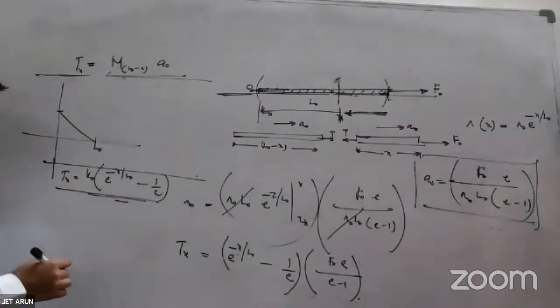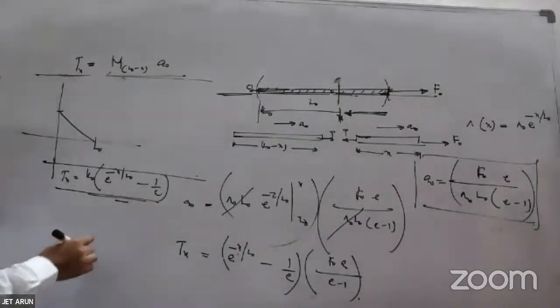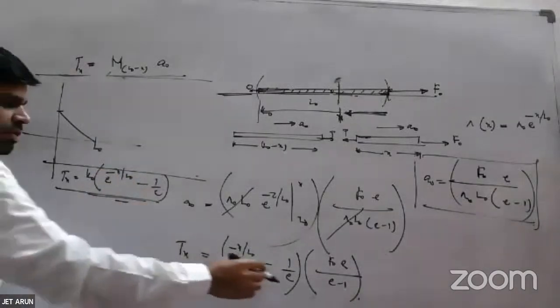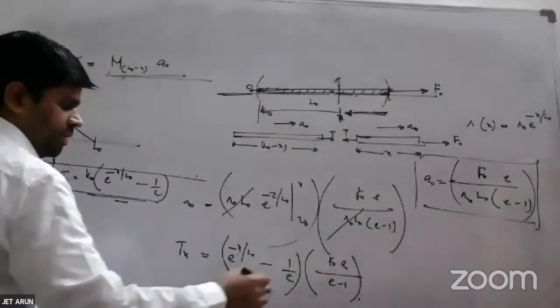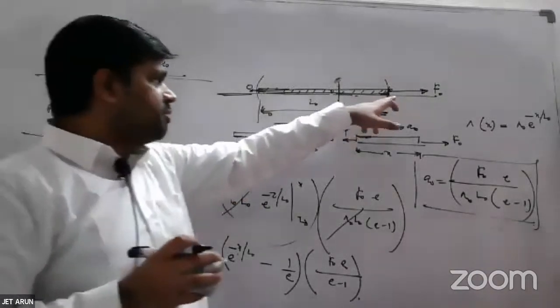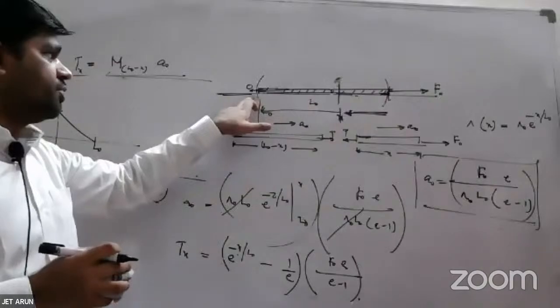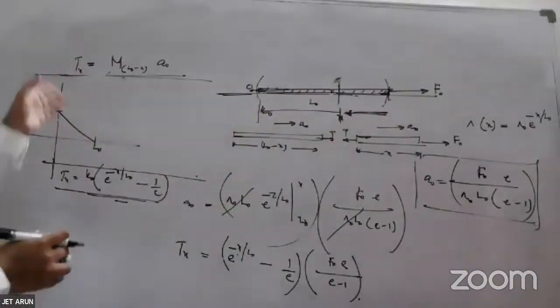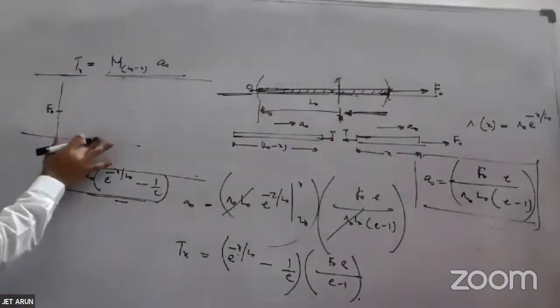And tension at x is equal to 0, what would it be? 1 minus 1 by e by 1 minus 1 by e. So this gets cancelled out, I'll get tension as F naught. That makes complete sense. Tension at this point is F naught, tension at this point is 0. And in between, in the previous case, there was a linear variation, but now we have got an exponential variation.